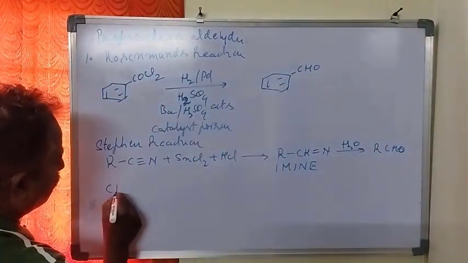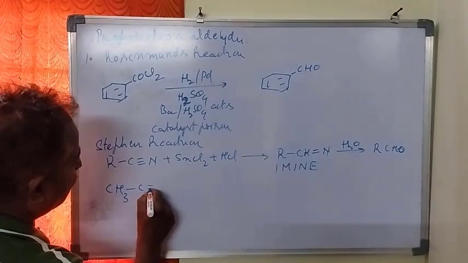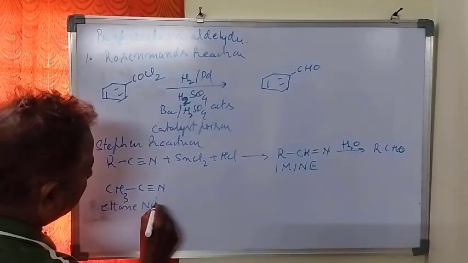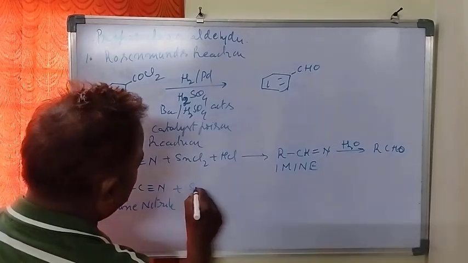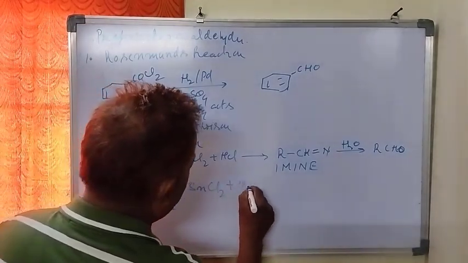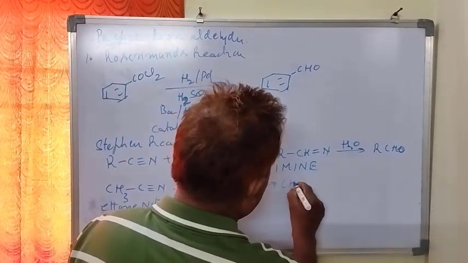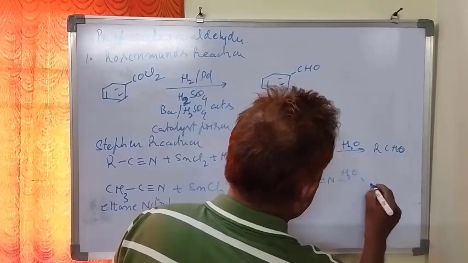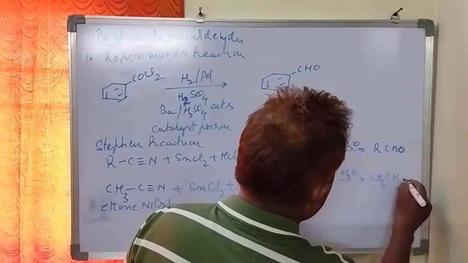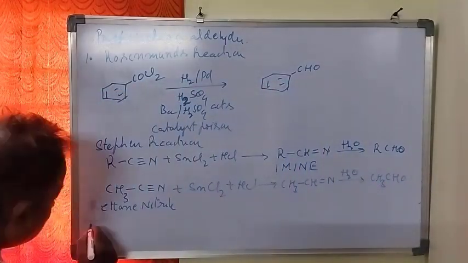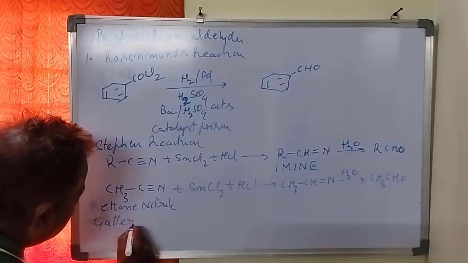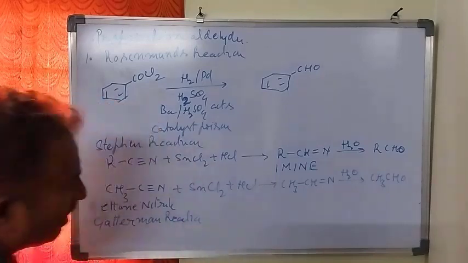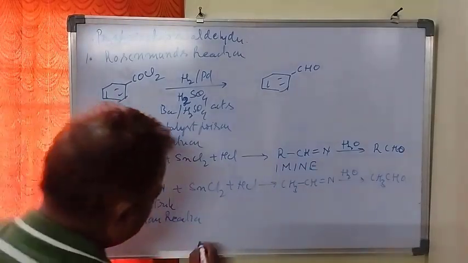Therefore we get an example, CH3C triple bond N, ethane nitrile, plus SnCl2 plus HCl gives CH3CH double bond NH. In the presence of water we get CH3CHO. So aldehyde we got. Next one is the Gattermann-Koch reaction. What is the Gattermann-Koch reaction?